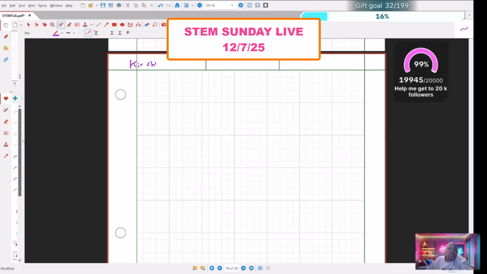Kirchhoff's voltage law. It may be Kirchhoff's, I've heard it both ways. Kirchhoff's voltage law, or KVL, states that the sum of the voltages around a loop is equal to 0. So you're going to have voltage rises and voltage drops.